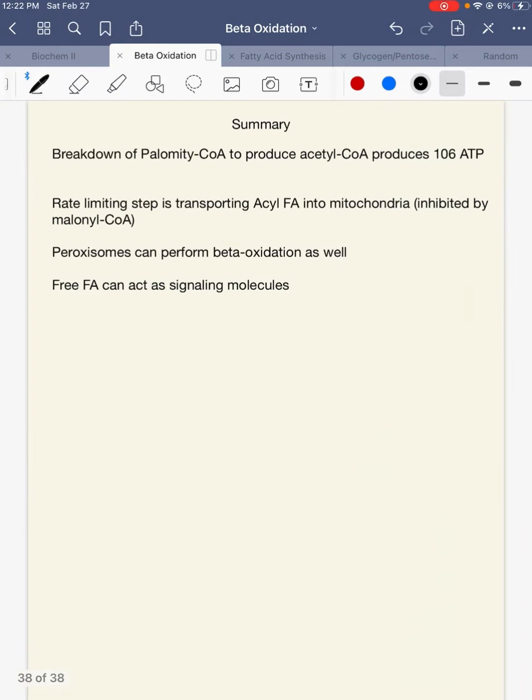Okay, so a summary is that we break down palmitoyl-CoA, so this is the 16 carbon, to make acetyl-CoA. This produces 106 ATP. The rate limiting step is CPT1, transporting acyl-CoA into the mitochondria, and it's inhibited by malonyl-CoA, so this would be your ACC2. Peroxisomes can do beta oxidation on longer fatty acids, or they can do alpha oxidation on dicarboxylic acids. Not as relevant, but just add it in there. And then free fatty acids can act as signaling molecules, or they can act as energy sensors.